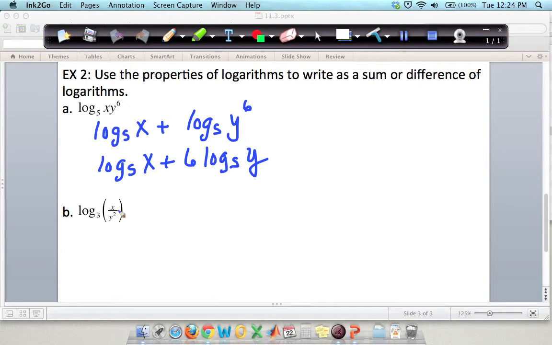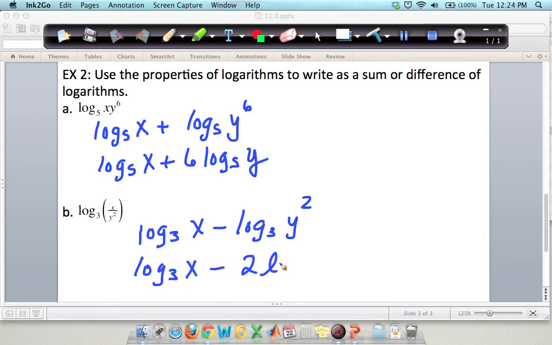For b, I'm going to deal with the division. So this would be log base 3 of x minus log base 3 of y squared. And then again, I'll just move the exponent out in front, so it's 2 times log base 3 of y. And that's as simplified as this can get.